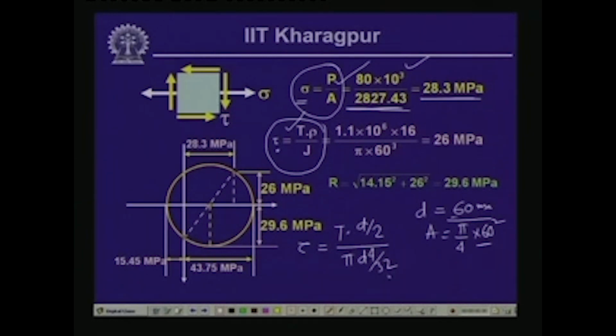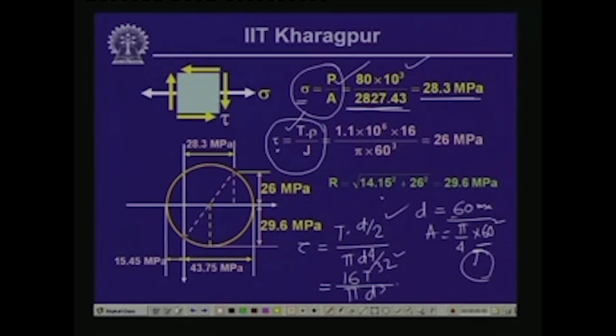As you know, the polar moment of inertia for the circular section is pi d^4 by 32, and rho is the maximum distance from the center, which is d by 2, where we get the maximum shearing stress. So, that is d by 2. Eventually this gives us 16 T by pi d cubed.